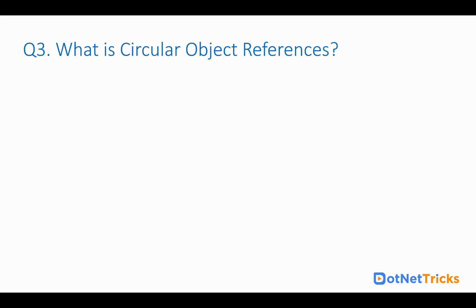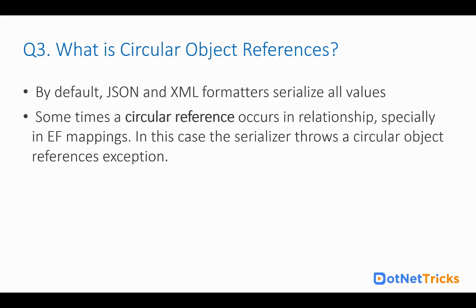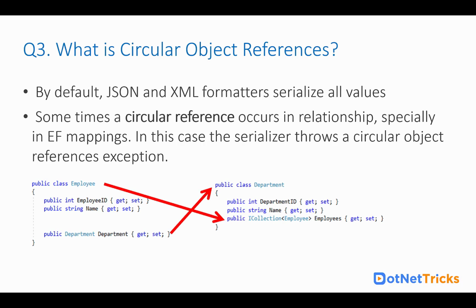Now let's move to the next question: what is a circular object reference? This is something you should understand when we are dealing with serialization and deserialization. By default, the JSON and XML formatters serialize all the properties at the object level. Sometimes a circular reference dependency occurs. It usually happens when there is a mapping between two classes. Especially this case happens with Entity Framework. When we have Entity Framework where we have defined the relationship between two entities as we have at the database level, in that case the circular reference exception is thrown.